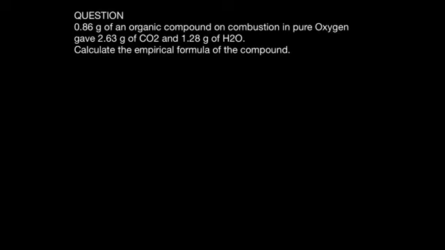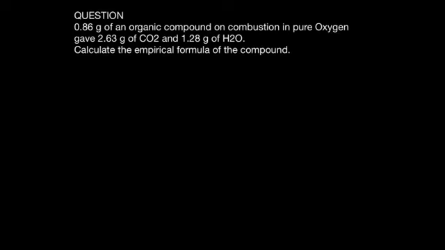So the question right here says 0.8 grams of an organic compound on combustion in pure oxygen gives 2.63 grams of carbon dioxide and 1.28 grams of H2O. We are being asked to calculate the empirical formula of the compound, which means we should leave our formula in the simplest whole number ratio. So how do you think we should do this?